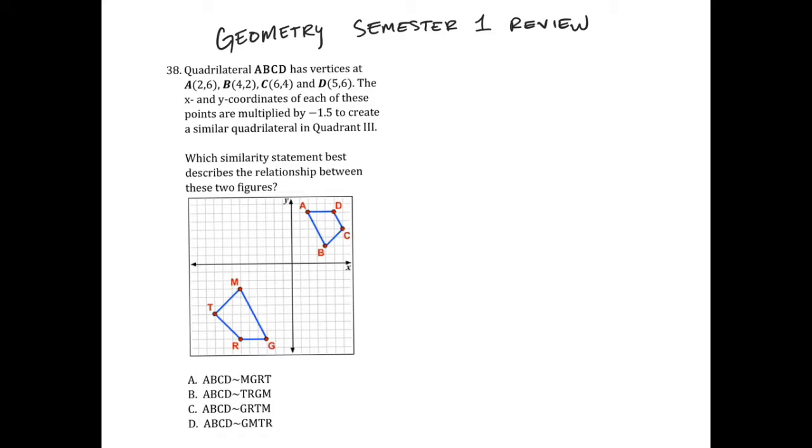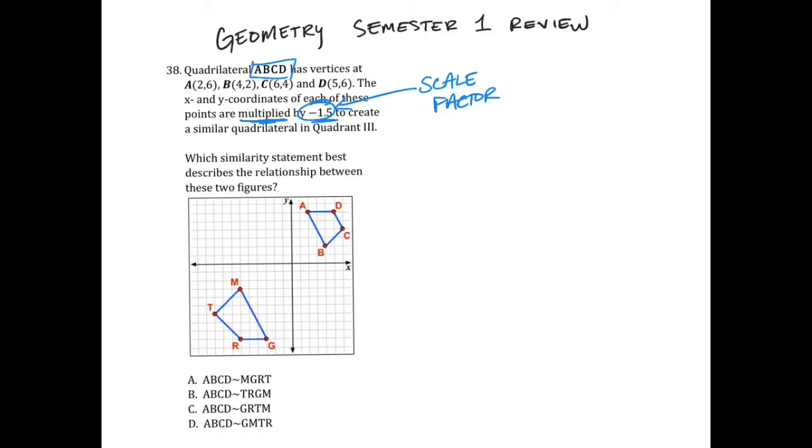Alrighty, on 38, I got a quadrilateral with those vertices, and the points are multiplied by negative 1.5. So if I'm multiplying by a certain number, we call that number the scale factor. And the scale factor means the two shapes are similar to each other. So I'm going to say that ABCD is going to be similar to the other one, but I've got to figure out which one is which.